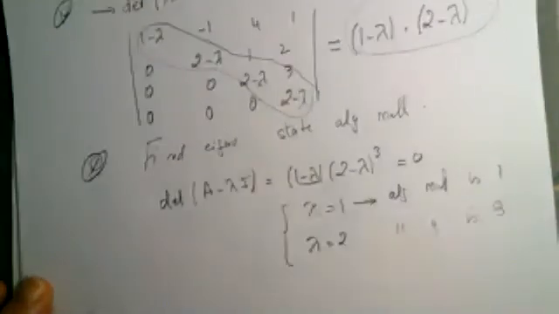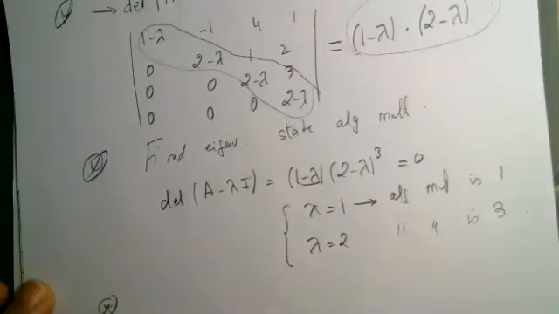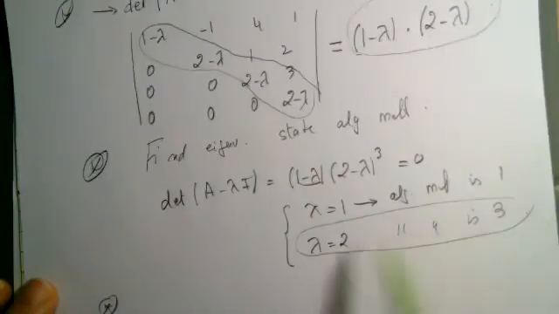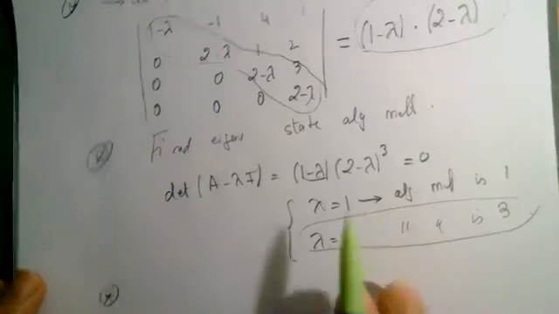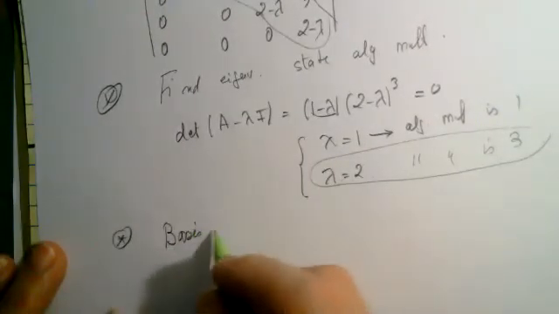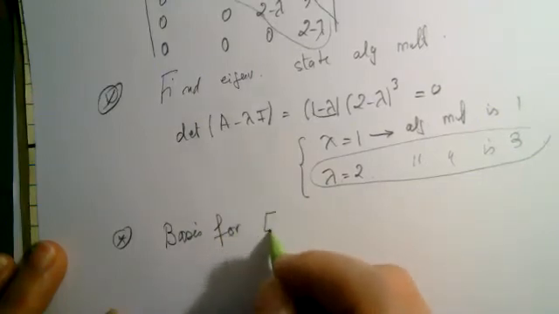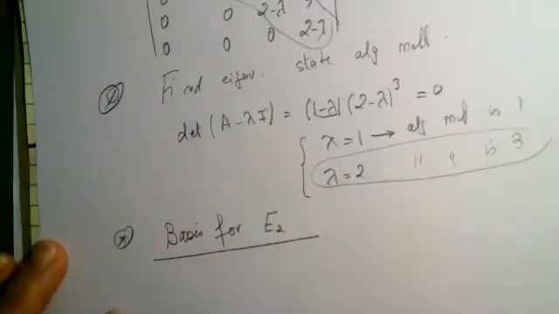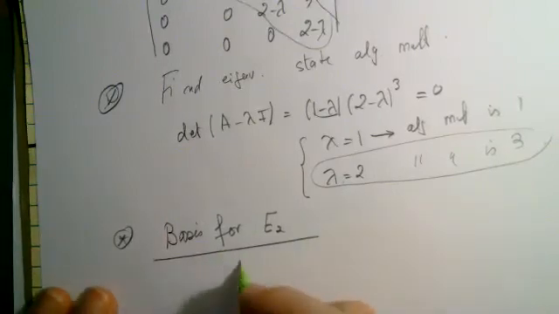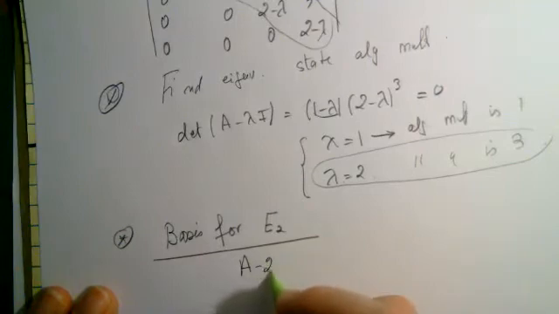Now the last question is, I want you to find the geometric multiplicity of lambda equal to 2. Basically, I want you to find a basis for the eigenspace that corresponds to lambda equal to 2. To do that, we basically need to solve this system.